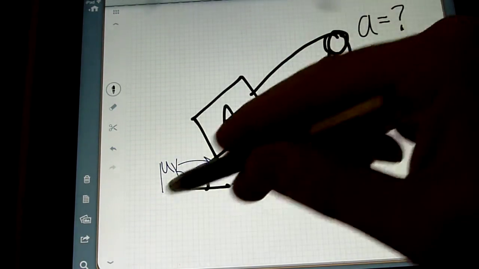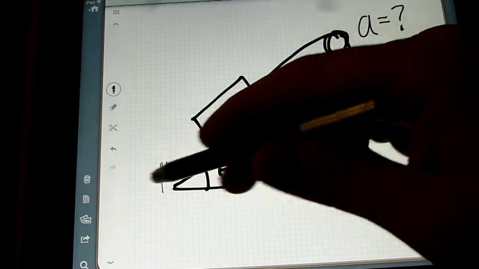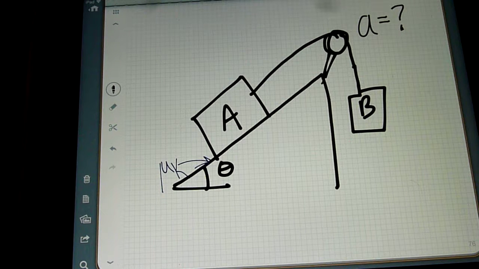We will assume that there is friction between the block A and the incline. We're given that as mu k, and we are told the angle theta. To test yourself, if you'd like to, go ahead and attempt to draw the free body diagrams for this scenario. Pause the video and see if your free body diagrams match the free body diagrams that I'm about to draw now.